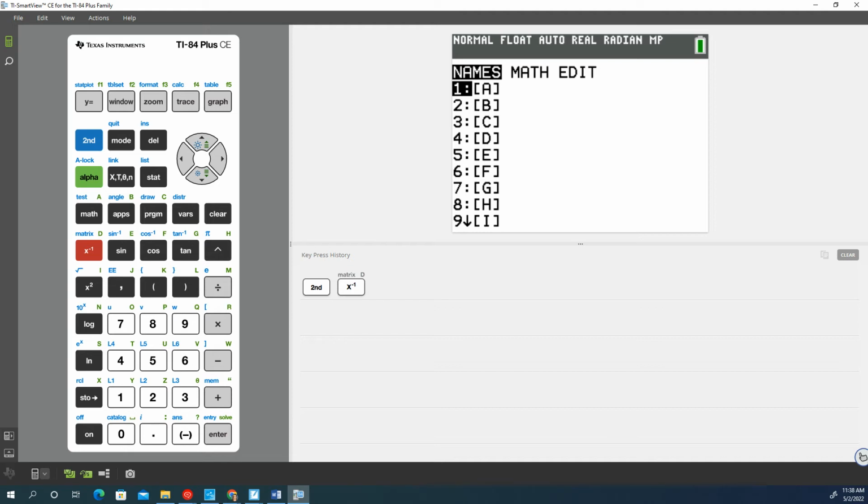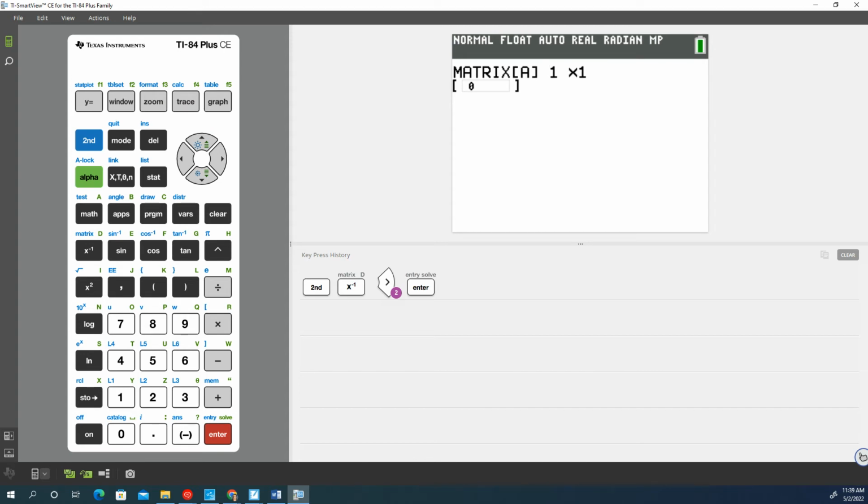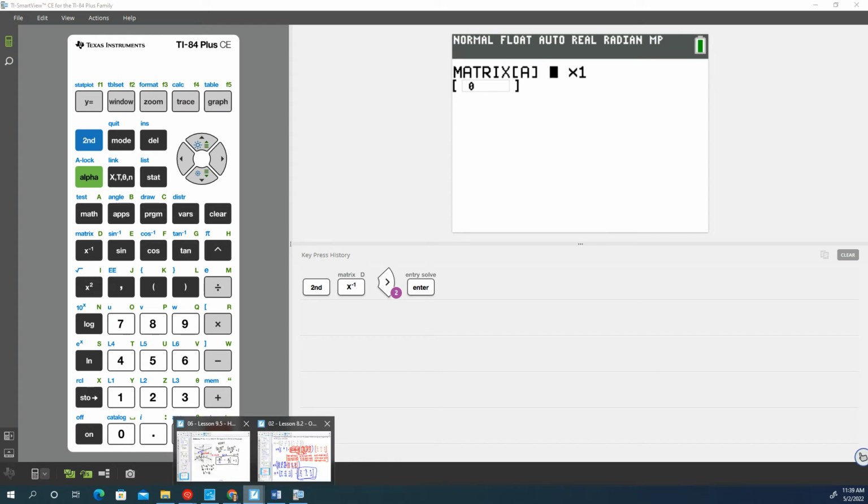So these are just storing your matrices right here. I have none stored, otherwise it would show you the dimensions. So you probably have some over in yours. Okay, so you're just gonna hit over arrow to edit, and let's just all use matrix A. Obviously there's a lot of different options. Matrix A. So we can make this a whatever by whatever we want.